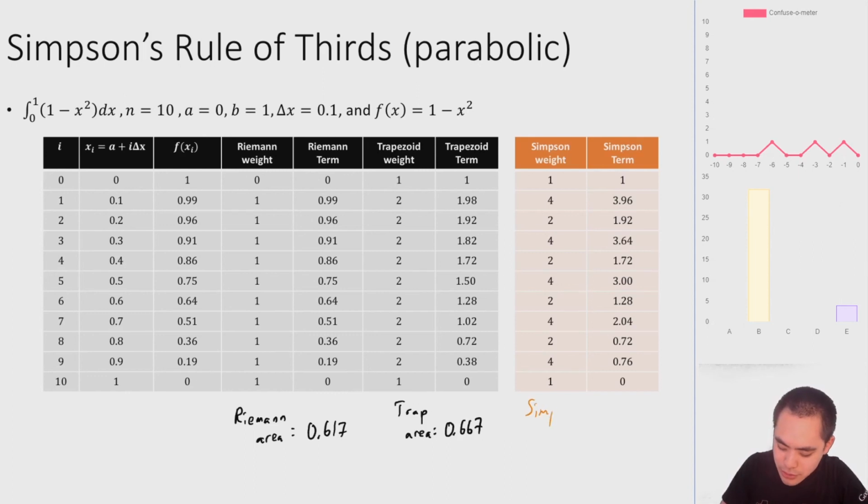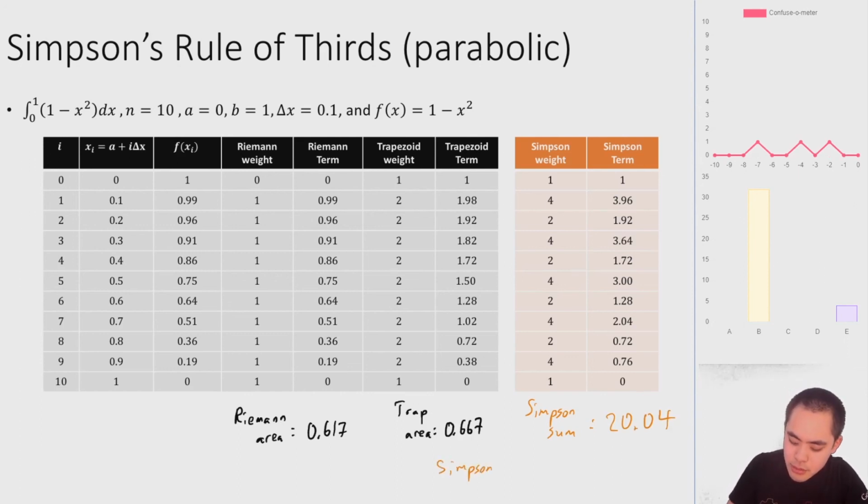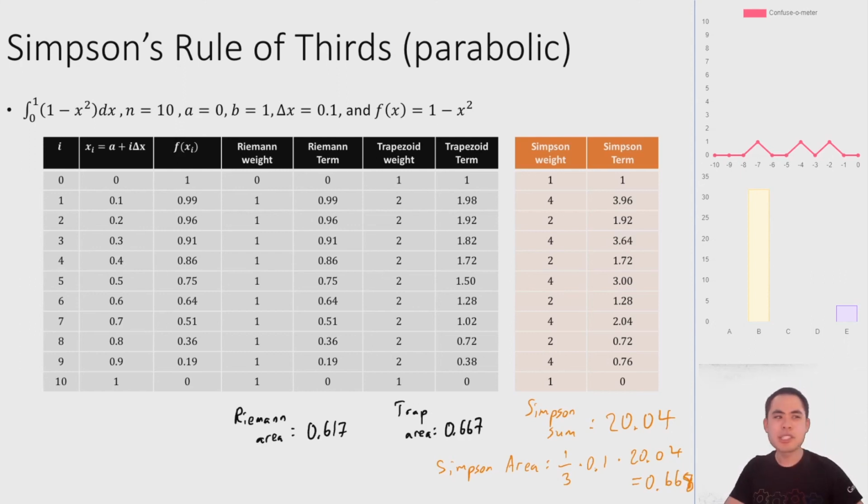So this gives you a Simpson sum of 20.04, and it's the rule of thirds, so you're dividing by 3 instead. These are just different approximations with slightly different shapes. These shapes are parabolas instead of rectangles or trapezoids, and you can try approximating all sorts of different shapes. So this is going to be times 20.04, which is going to be equal to 0.668. This time it didn't seem like that approximation was that good.